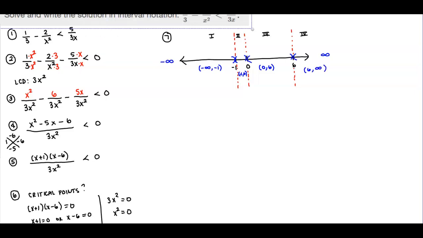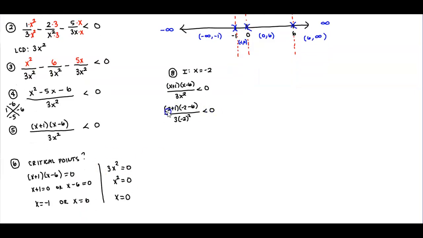So now what we're going to do is go ahead and test each region. In region number 1, we can pick the value of x to be -2, since it falls within that region. If we look down here at step number 5, we can use that as our inequality where it's less than 0. So we have (x plus 1)(x minus 6) over 3x squared, and we want to determine if that's going to be less than 0. So we have (-2 plus 1)(-2 minus 6) all over 3 times (-2) squared.